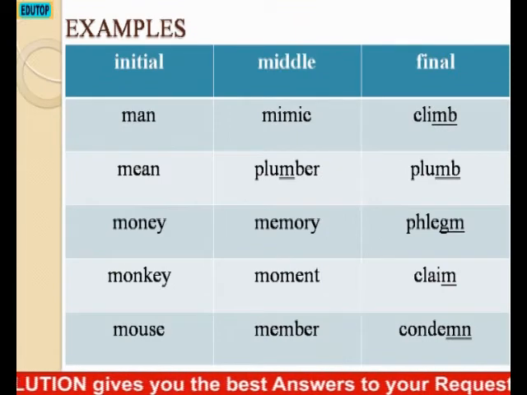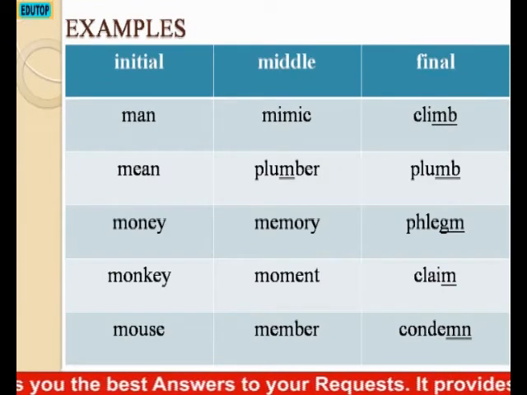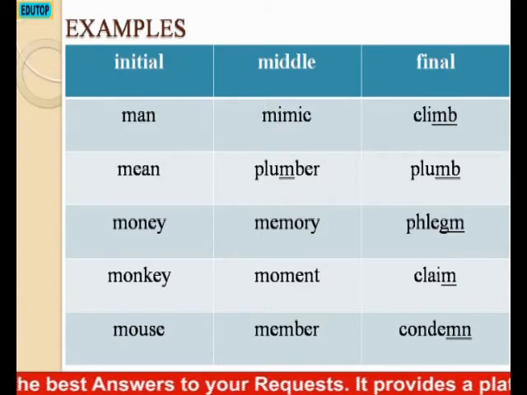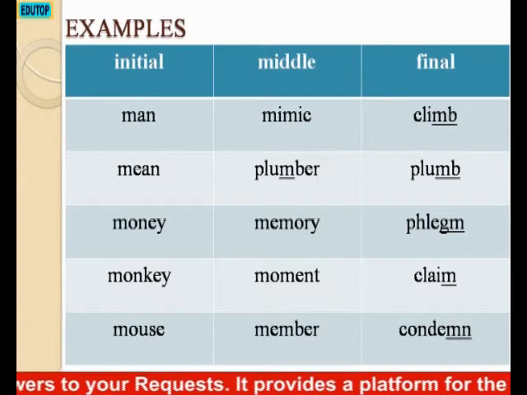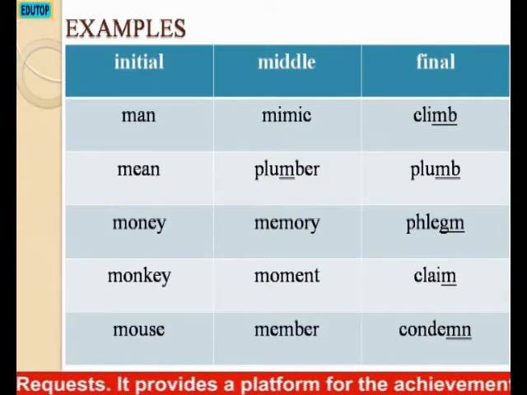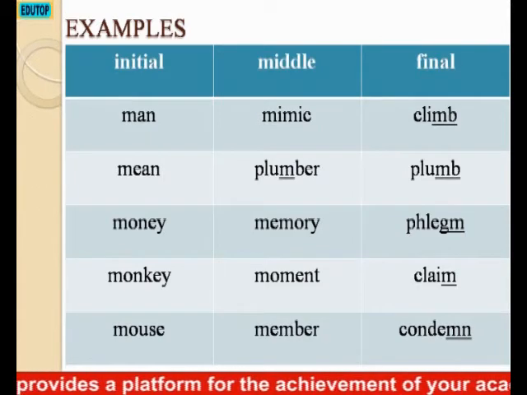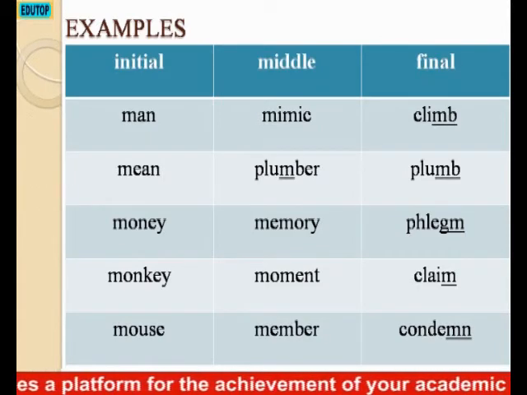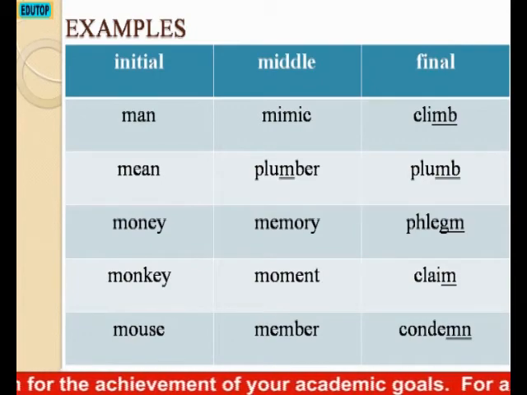Examples: initial, you can have man, mean, money, monkey, mouse. At the middle: meek, plumber, memory, moment, member. At the final position, you can have climb, plumb, flame, claim, condemn, and so on.